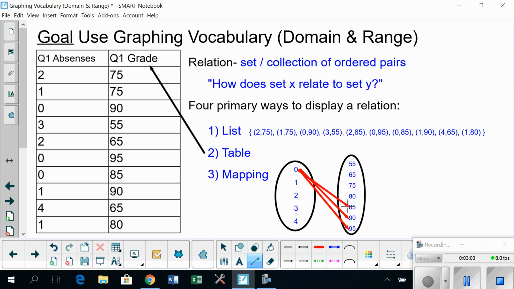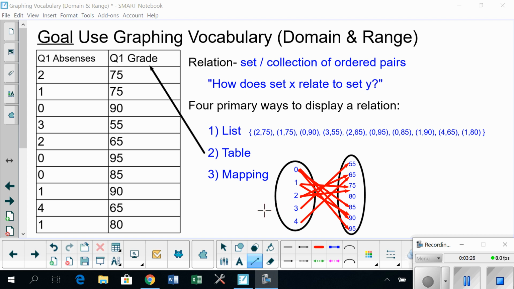And a mapping is we draw these arrows to show the pairings. Okay, students with 1 absence, one student had a 75, another had a 90. Okay, you get the idea. So there you go. I finished off that mapping. I always thought mappings were kind of bizarre, and the larger your data set, the more confusing it kind of gets. But that's what a mapping is.